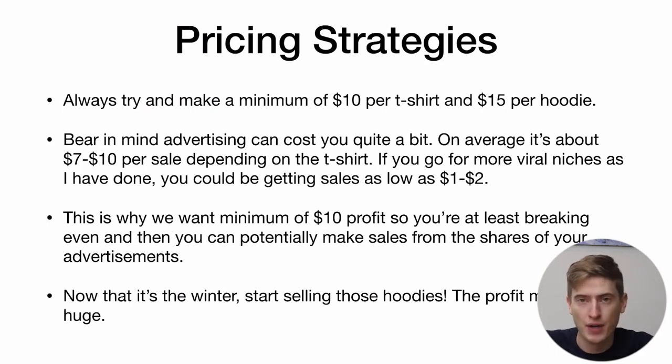when you create an advert, you're going to get lots of clicks to your website. And let's say each click costs $1. On average, it would be about 7 clicks to 10 clicks to get one sale. So that's about $7 to $10. Right, that's just an example. But with something viral, you're going to get a lot of shares, so you're going to get a lot more free clicks to the website. Does that make sense? This is why we want a minimum of $10 profit, so you're at least breaking even, and then you can potentially make sales from the shares of your advertisements.